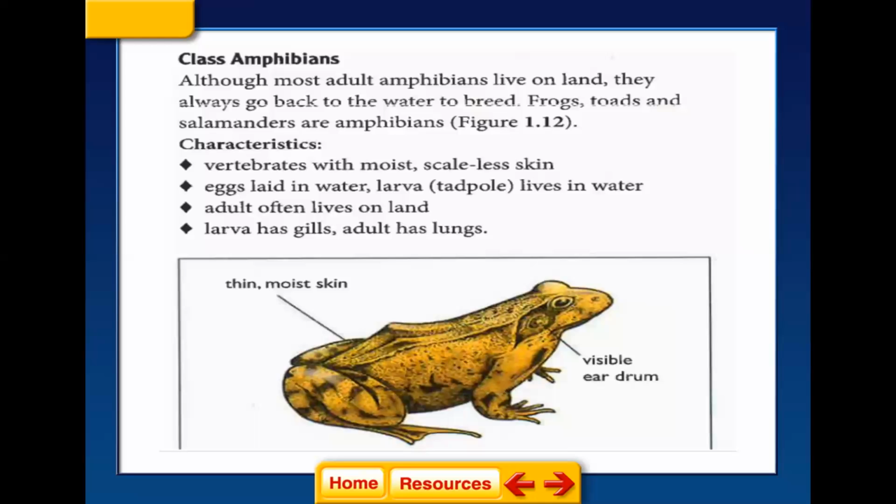Second class, amphibians. Although most adult amphibians live on land, they always go back to the water to breed, to lay their eggs. Examples: frogs, toads, and salamanders are amphibians. The general characteristics they have in common are: they have thin, moist skin. They lay their eggs in the water, which hatch into larvae or tadpoles that use their gills to breathe in the water. Adults live on land. The young, like tadpoles, of course live in water. Larvae have gills, while adults have lungs, like the one shown here.